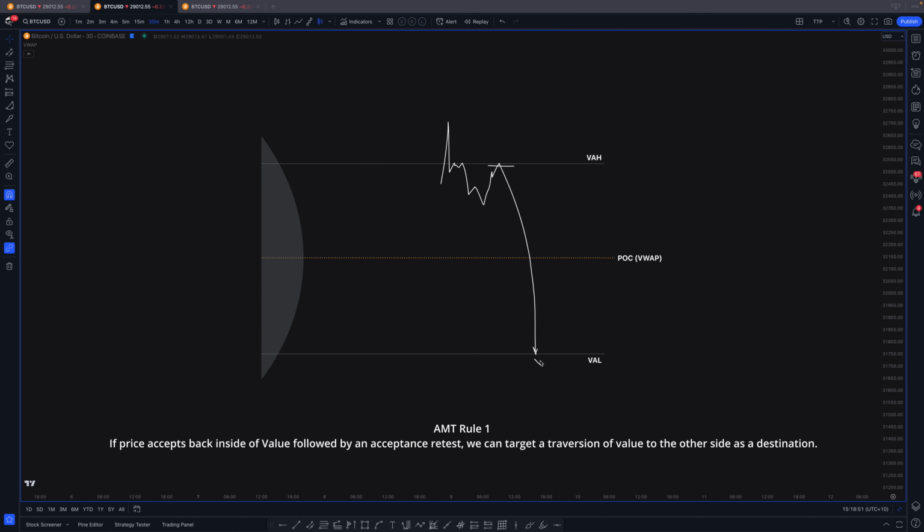This then becomes a destination, not a trade. So we're not to go long off this area, but instead we're to close our short position. We can then monitor closely, and based off these rules, if we get acceptance back inside and we get a retest, this becomes a new trade and long position that we can traverse using rule 1 back to the value area high, again, as a destination.